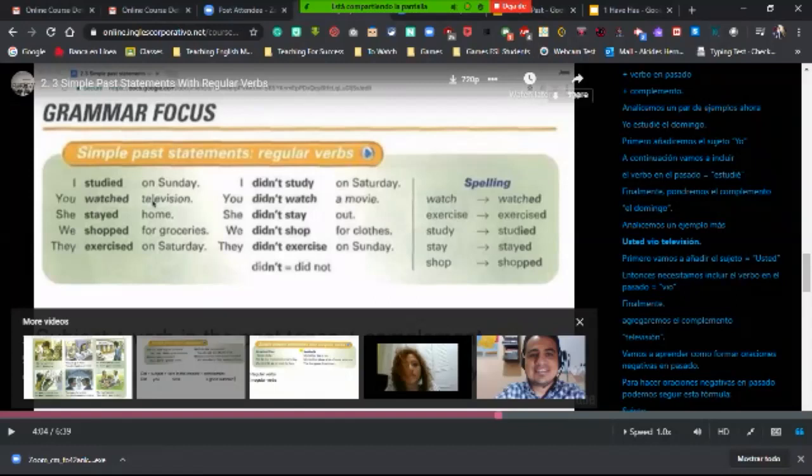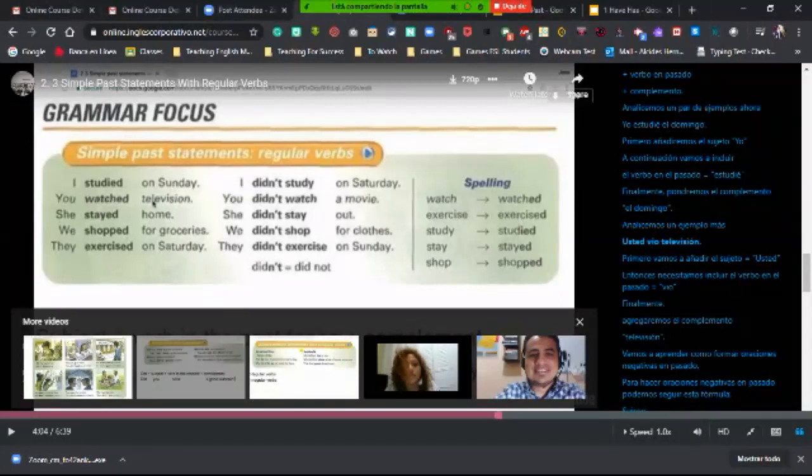And then we have negative statements. What did I say statements are? Aseveraciones, very good, don't forget. So we have negative statements. For example, I didn't, you didn't, she didn't, we didn't, they didn't. So didn't means no, that means negative.